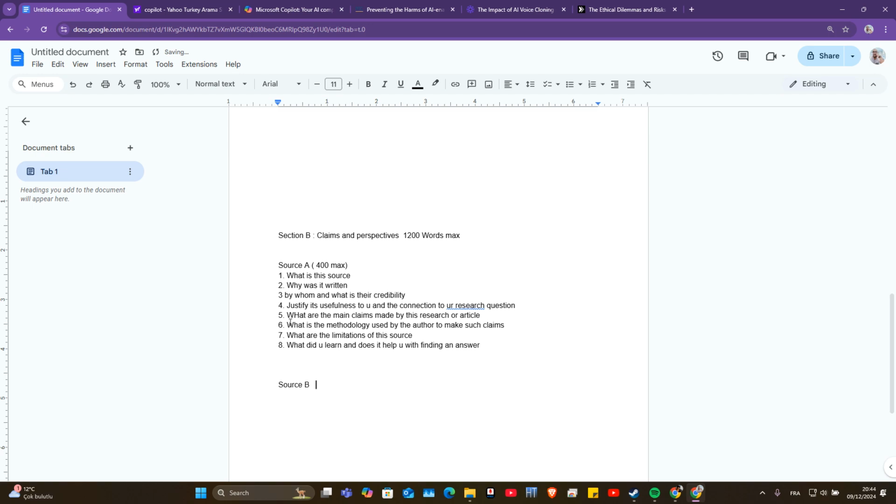Again, 400 words. Source C, again, 400 words. The same principle. However, you shouldn't pick sources that are very similar. Let's say this source I made was technical. Maybe it's technical. The other one should be about ethics. And the other one should be about maybe regulations. So you need to show 3 different perspectives. You are tackling the topic from 3 different aspects, 3 different angles, okay?